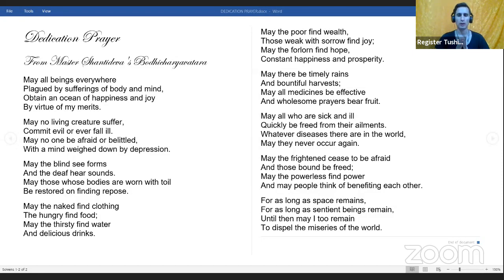May there be timely rains and bountiful harvests. May all medicines be effective and wholesome prayers bear fruit. May all who are sick and ill quickly be free from their ailments. Whatever diseases there are in the world, may they never occur again. May the frightened cease to be afraid and those bound be freed. May the powerless find power, and may people think of benefiting each other. For as long as space remains, for as long as sentient beings remain, until then, may I too remain to dispel the mysteries of the world.